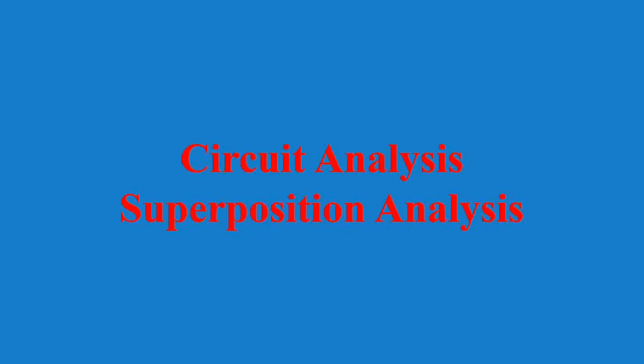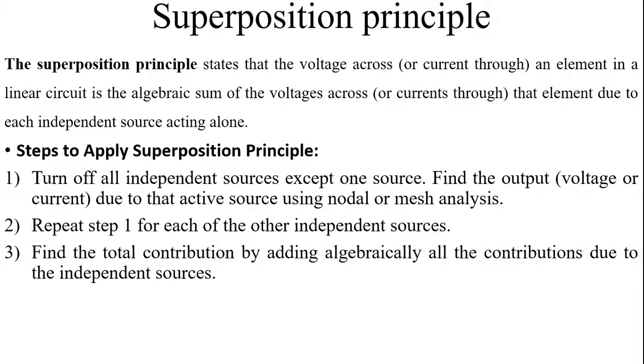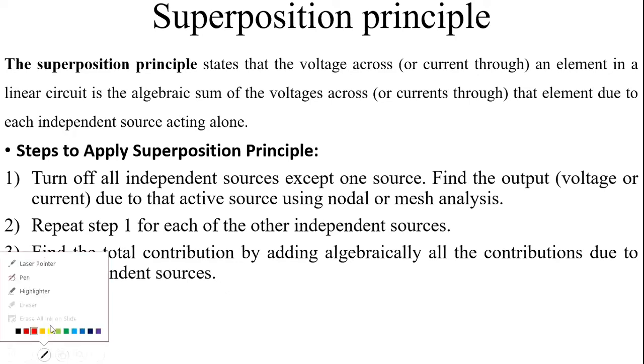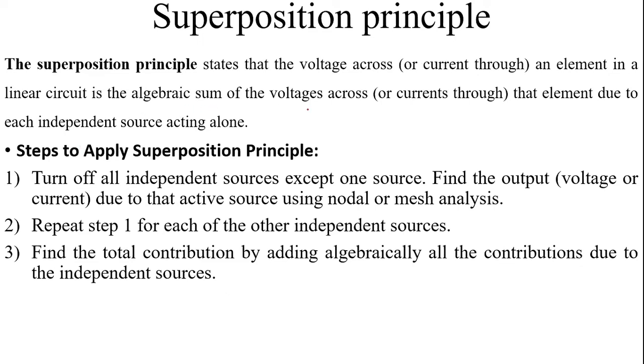Today I'm going to show you how to find the voltage across or the current through an element just by using the superposition principle. This principle states that a current or a voltage across an element in a linear circuit is the algebraic sum of the voltage or current through that element due to each independent source. We use this principle to find the voltage across or current through an element when there are two or more independent sources.